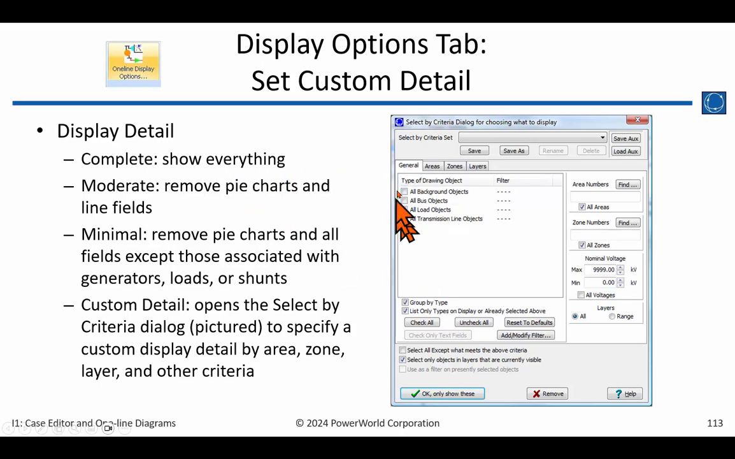This next slide just elaborates on the display detail. Again, this was on that first page, and I went through the example with showing just 100 kV and above objects for the custom display detail.